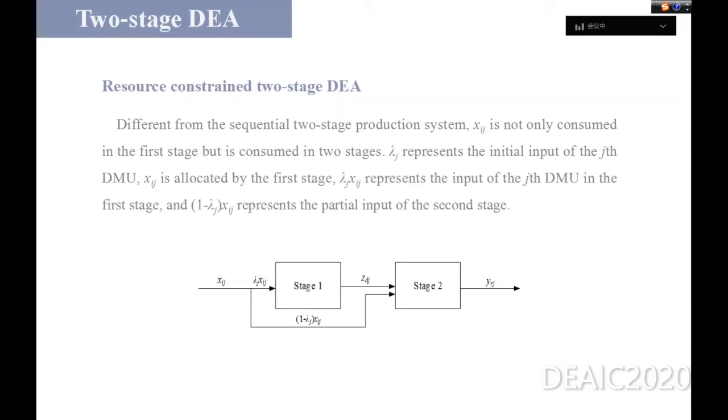Different from the sequential two-stage production system, we introduced the resource-constrained two-stage model. DEXIG is not only consumed in the first stage, but is consumed in two stages. LAMP-G represents the initial input of the GSDMU. XIG is allocated in the first stage. LAMP-G XIG represents the input of the GSDMU in the first stage, and one minus LAMP-G XIG represents the partial input of the second stage.